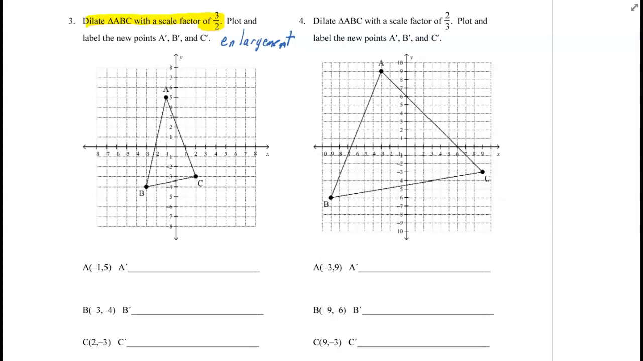In contrast, if you look at problem number 4, the scale factor is 2/3. That number is smaller than 1, so this is a reduction.